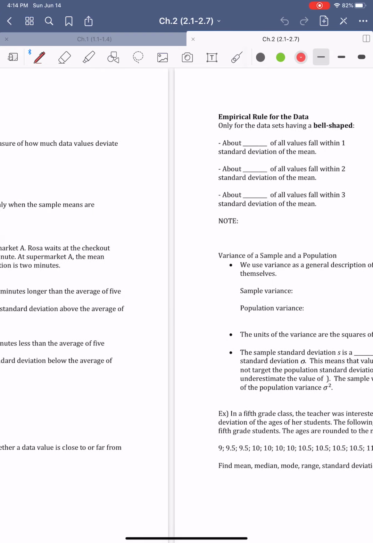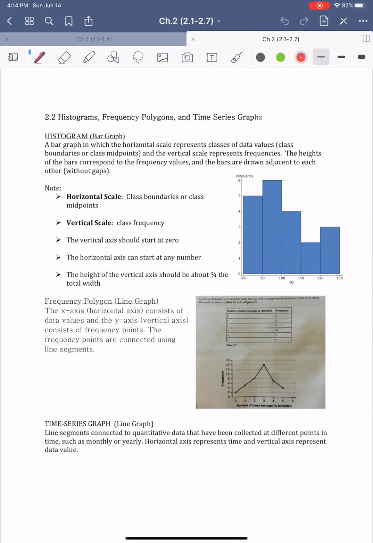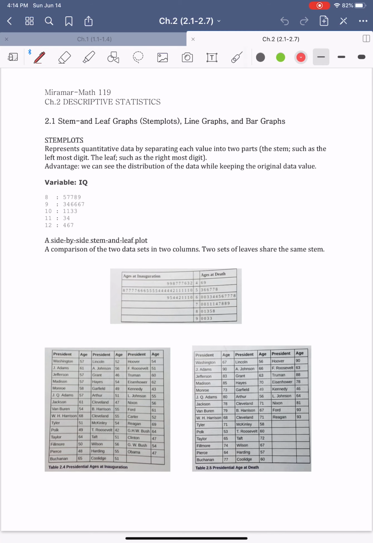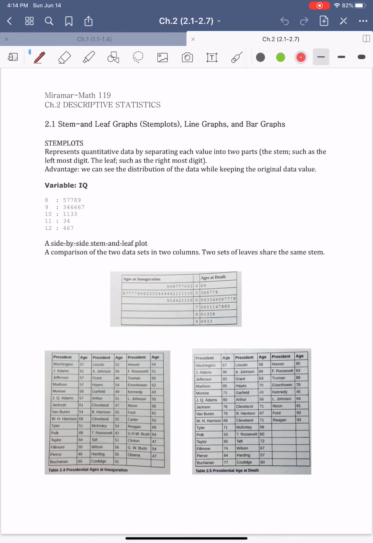So let's pull out the chapter 2 notes, to the very beginning page, and go through 2.1 to 2.4. The first part of chapter 2 deals with organizing data, a little bit of chapter 1. Last video I talked about how to organize data by creating a bar graph, then a pie chart, and then a frequency table. Now there are a couple more ways to organize the data besides those. The first one is called a stem and leaf graph, and we are also going to look at the line graph and then more types of bar graph.